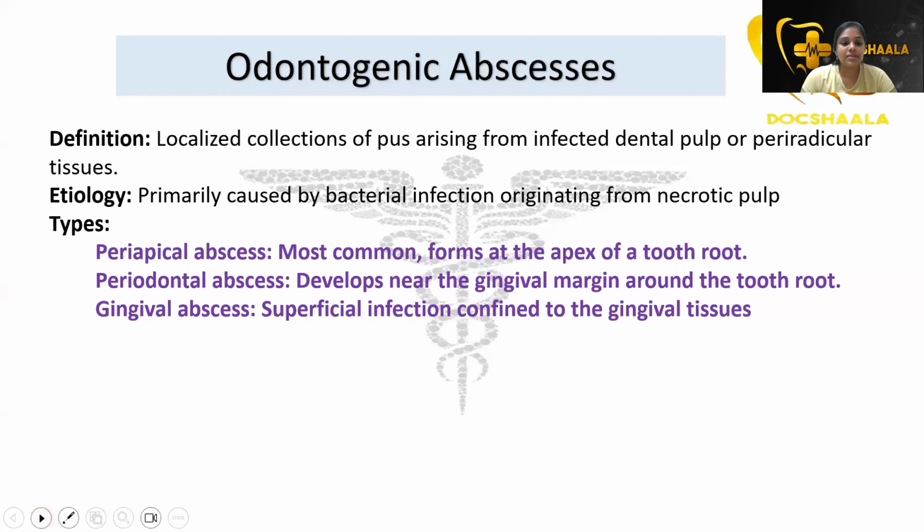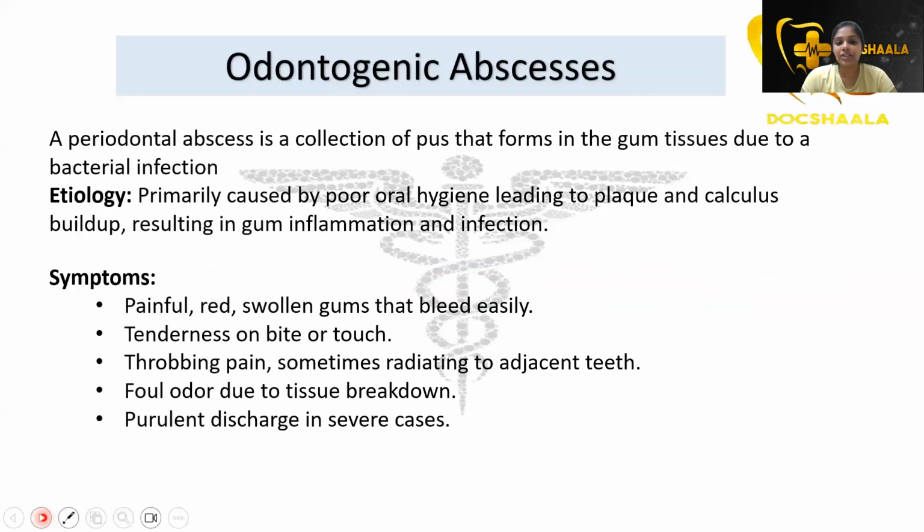So the periodontal abscess is a collection of pus that forms in the gum tissues due to bacterial infections. Poor oral hygiene, accumulation of plaque and calculus can lead to inflammation and infection of the gum tissue around the tooth. The symptoms include painful red, swollen gums that bleed easily, and tenderness on bite or touch. This is a very important thing. And throbbing pain, sometimes radiating to the adjacent areas. And there is foul odor and purulent discharge in severe cases.